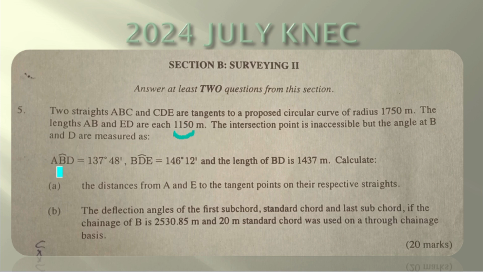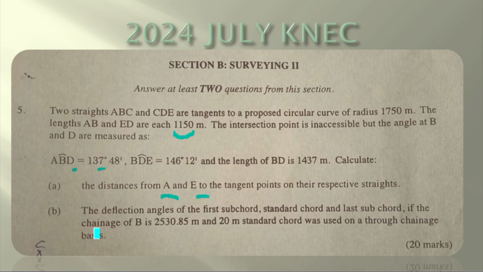So angle ABD is 137.48, and then angle BDE is 146.12, and the length BD is 1437 meters. Calculate the distances from A and E to the tangent points on the respective straights.